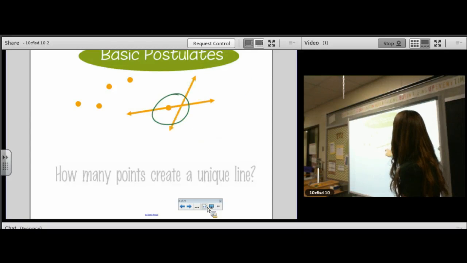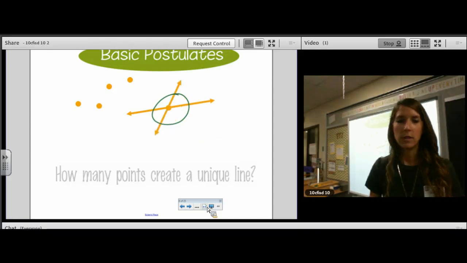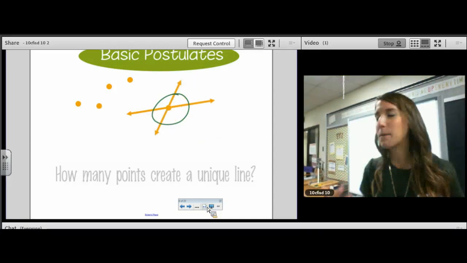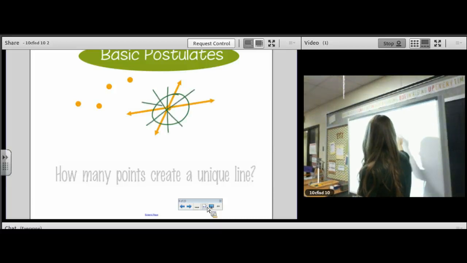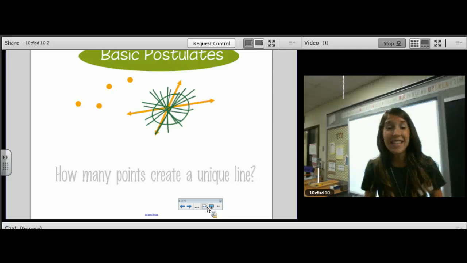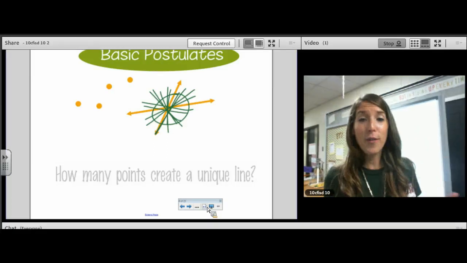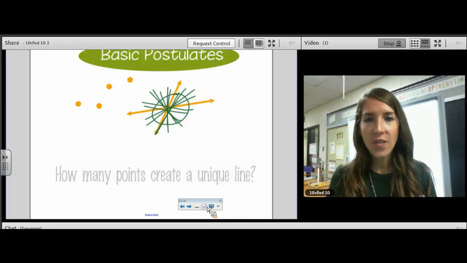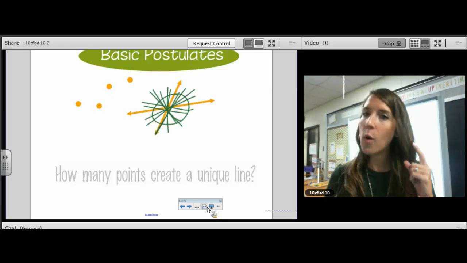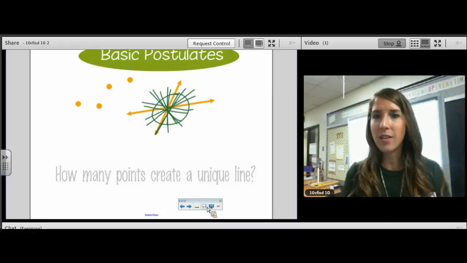1, 2, 3, 4, 5, 6. When would I ever stop? I can draw this one, and then this one, and this one, and this one, and this one, and I could stand here for the rest of my life because lines have no thickness. So you could go on forever and ever and ever. So through any one point, there's an infinite number of lines. So 1 point does not create a unique line.